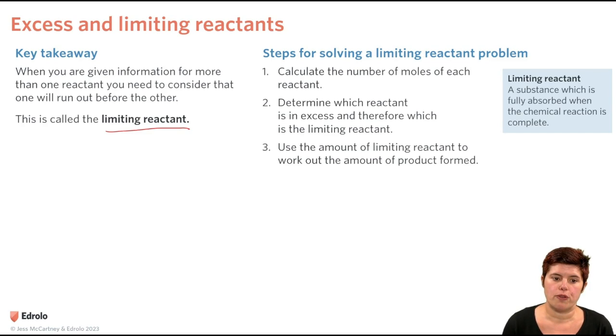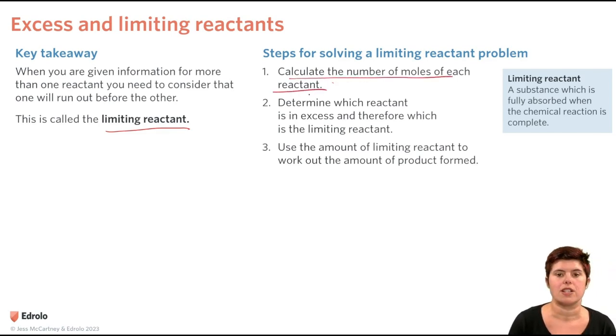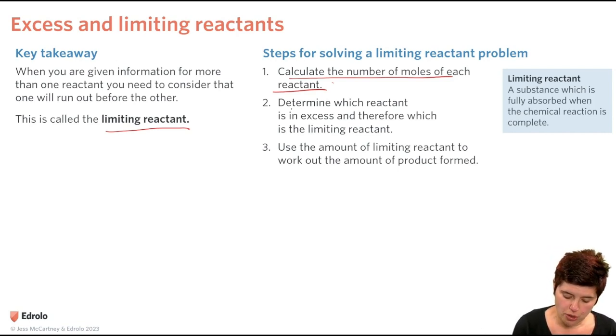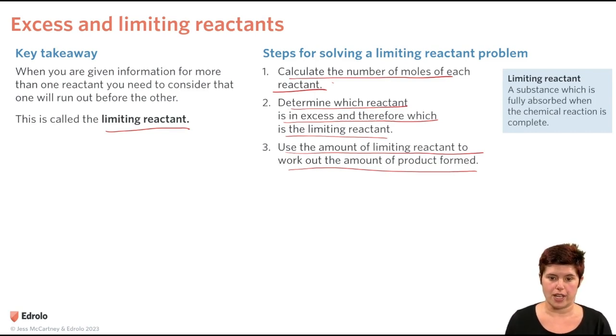Now, the steps involved for calculating the limiting reactant are: the first thing we need to do is calculate the number of mole of each reactant. You will get given information for both the reactants, so you will calculate the mole of both of them. You will then determine which reactant is in excess and therefore which is limiting, and you do that using the ratios of the equation. Then you use the amount of the limiting reactant to work out the amount of product formed, using your stoichiometry if the question is asking you to do that.